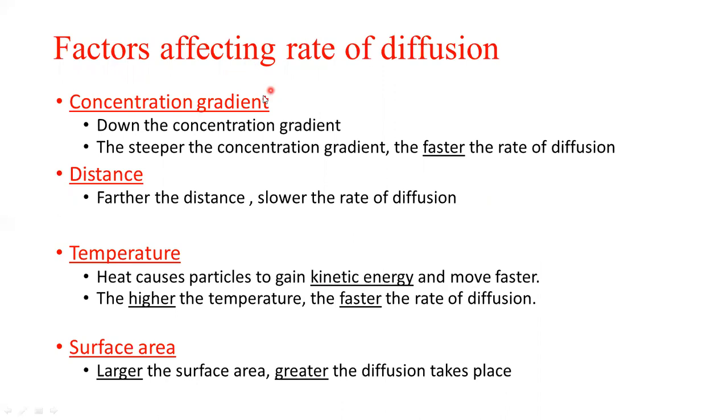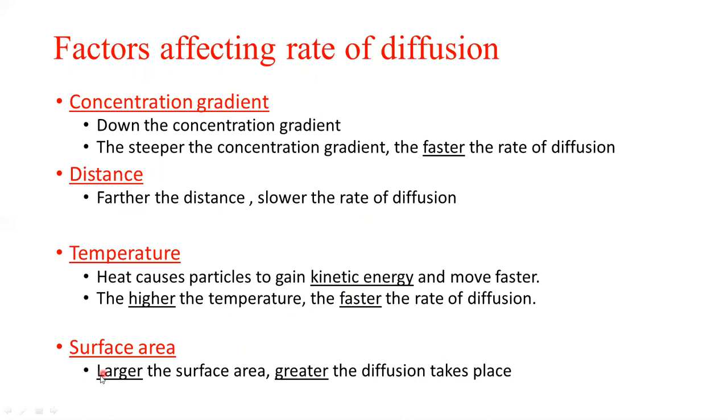Which factors affect the rate of diffusion? Number one, concentration gradient. The steeper the concentration gradient, the faster the rate of diffusion. Number two, the distance. The farther the distance between the two systems where diffusion is taking place, the slower the rate of diffusion. Number three, temperature. Heat causes particles to gain kinetic energy and move faster. The higher the temperature, the more kinetic energy and the faster the rate of diffusion.